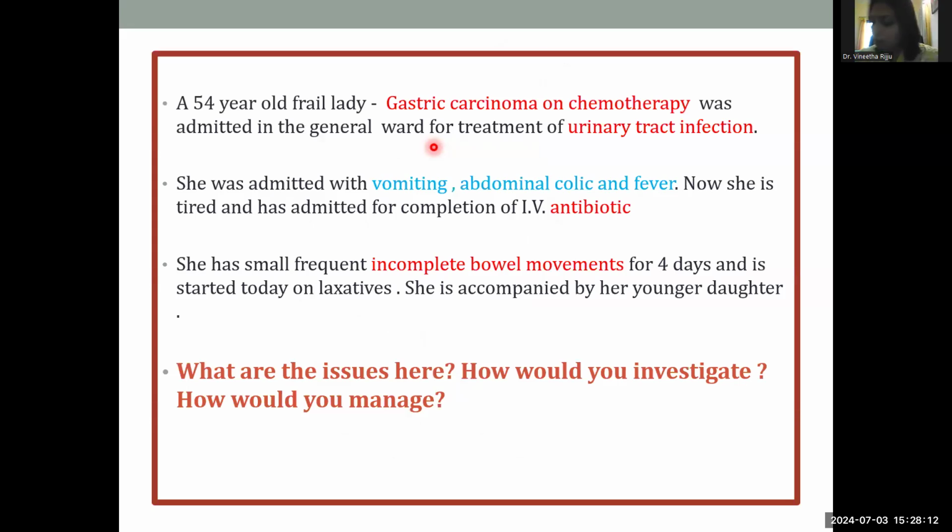So now coming on to the case: a 54-year-old frail lady with CA stomach on chemotherapy, admitted with UTI. She was admitted with vomiting, abdominal colic and fever, and she is tired and admitted for antibiotics. Small, frequent, incomplete bowel movements for 4 days, started on laxatives, accompanied by daughter. So now let's focus on vomiting, abdominal colic and fever. What could be the reasons here for her abdominal colic?